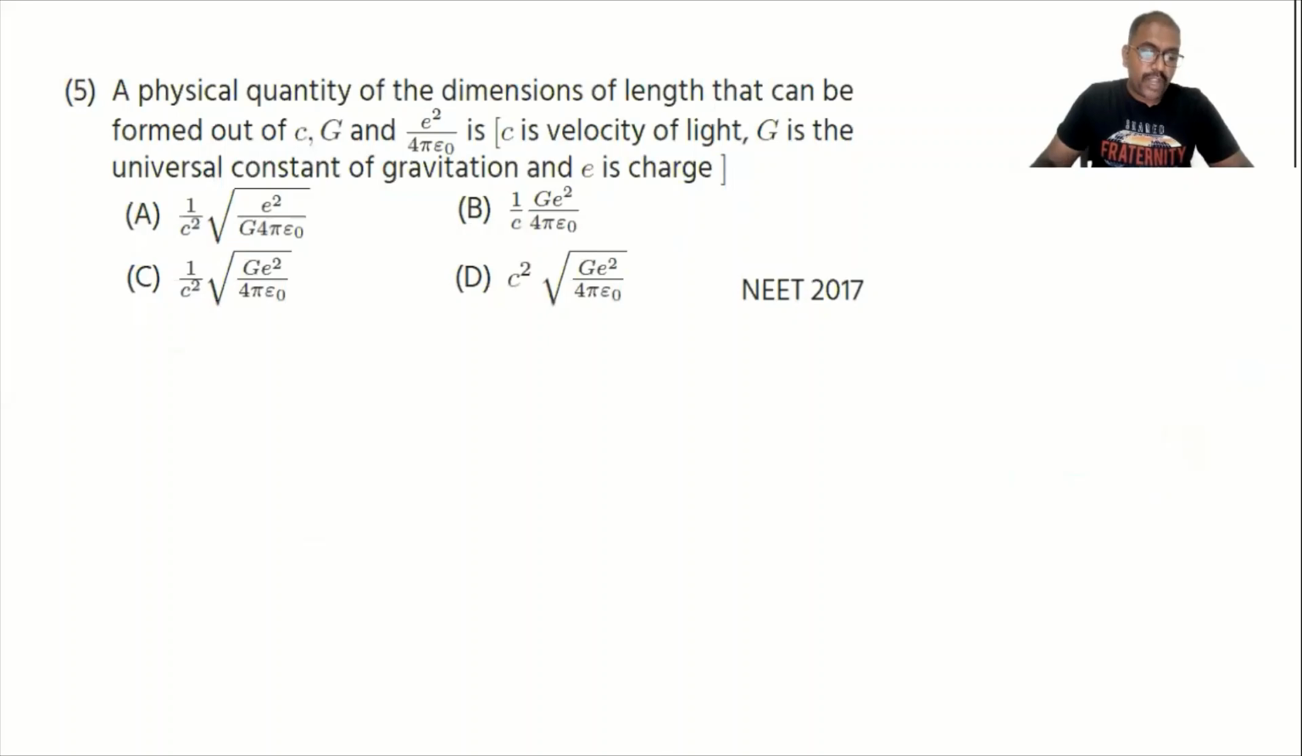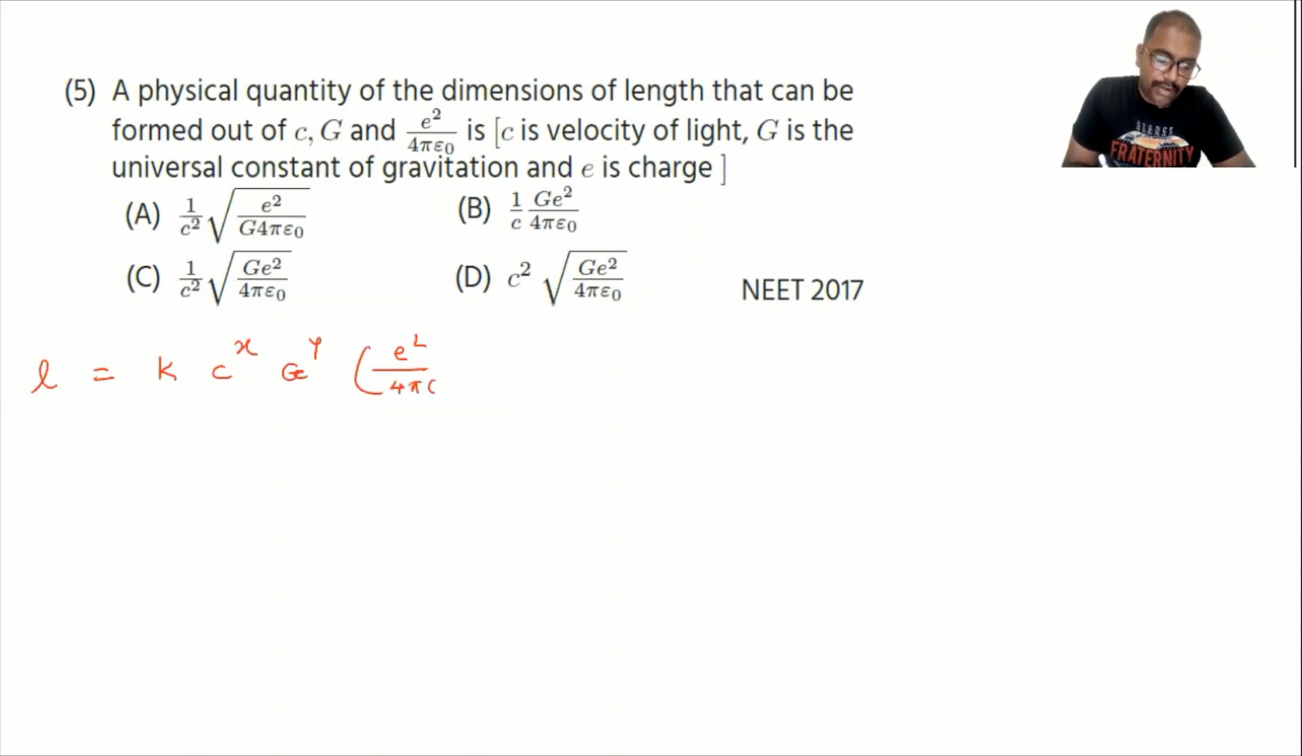Now next one. A physical quantity of the dimensions of length can be formed out of C, G and e square divided by 4 pi epsilon 0. C is velocity, G is universal gravitational constant, e is a charge. And its dimension is equal to the dimension of length. So I can write dimension of length L is equal to some constant multiplied by this velocity raised to x, G raised to y and this e square divided by 4 pi epsilon 0 raised to z. And this x, y, z we have to find out.